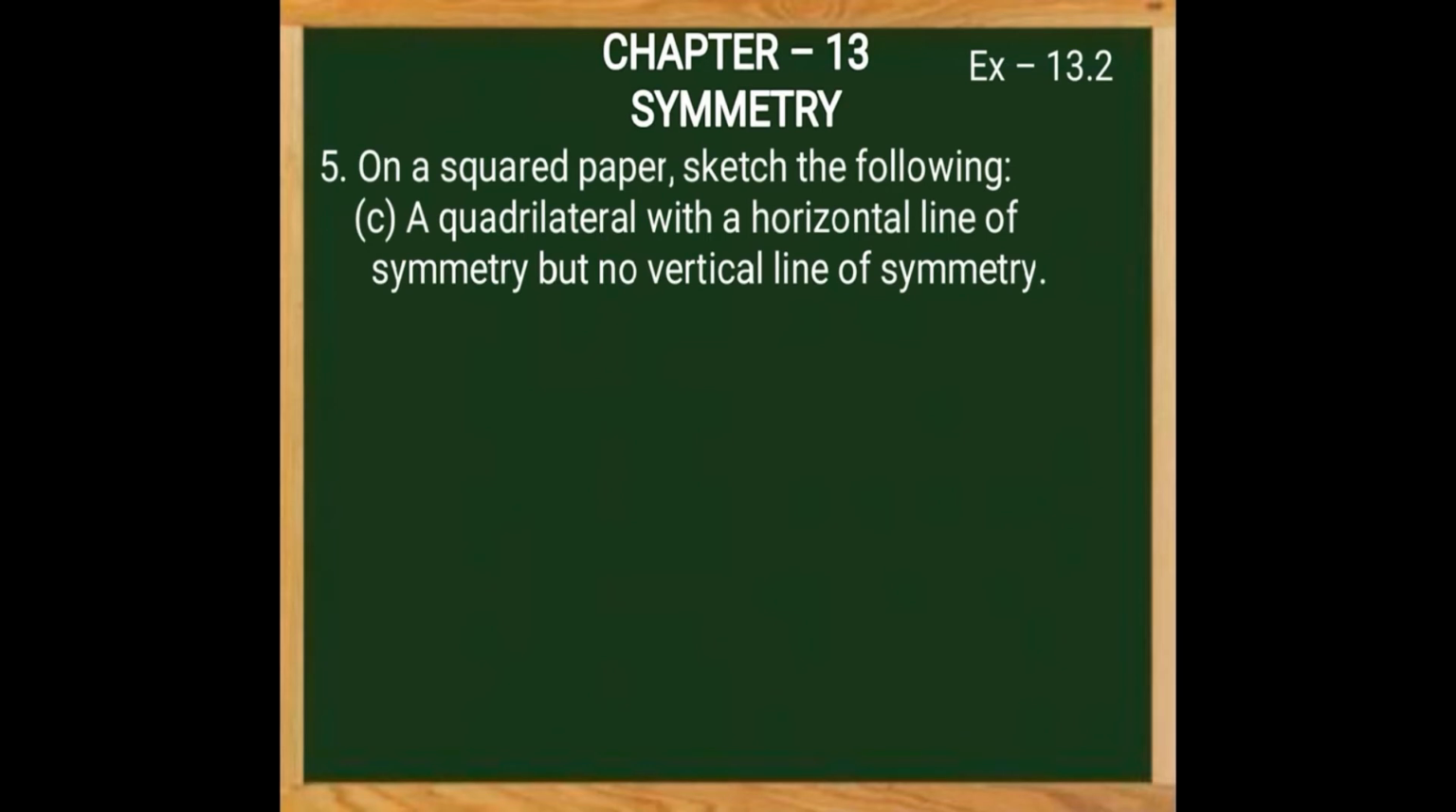C part says a quadrilateral with a horizontal line of symmetry but no vertical line of symmetry. Horizontal is a sleeping line of symmetry. It must not have a vertical line of symmetry, and since they have not specified which kind of quadrilateral, we will try to make one like this. And if I try to draw a horizontal line of symmetry like this, I get 2 equal halves. So it is somewhat of a kite shape. With a horizontal line of symmetry, you can say it's a sleeping kite shape.